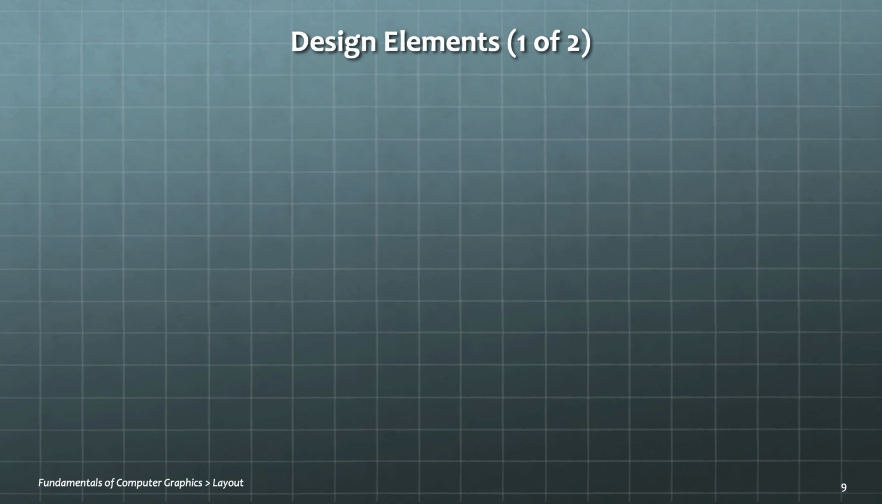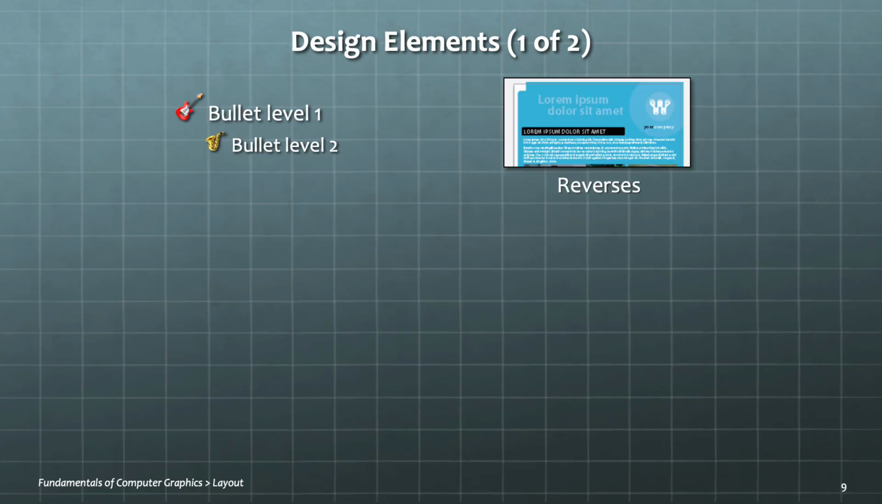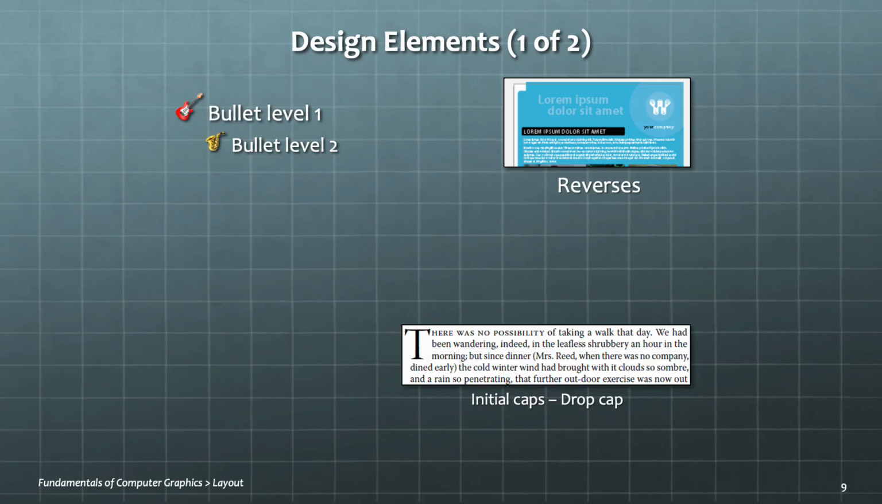Here are some design elements you may have seen but wondered how and when to use them. Bullet characters can be customized to use individual images like you see here, as opposed to the normal dots. We already talked about reverses. The black bar with white text on it is a reverse. Reverses are very handy as a type effect for contrast and emphasis.